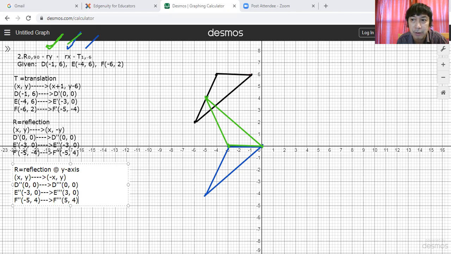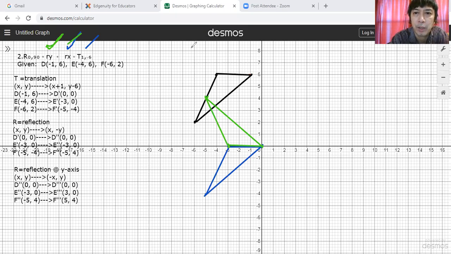Okay, this is a reflection about the y-axis. Let's have another color. Before we draw this, let's change it to a different color. All right, let us use the pink once more. Okay, this is the pink color.